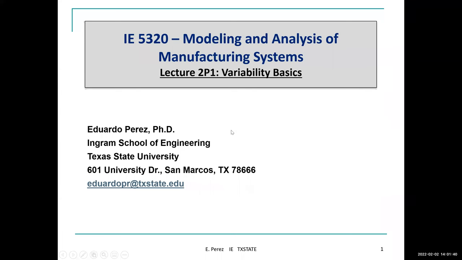Title is Variability Basics. So this is going to be building on top of what we covered last time. The idea is now we study some of the basics in terms of how to measure, or diagnose, or quantify the performance of a manufacturing line.